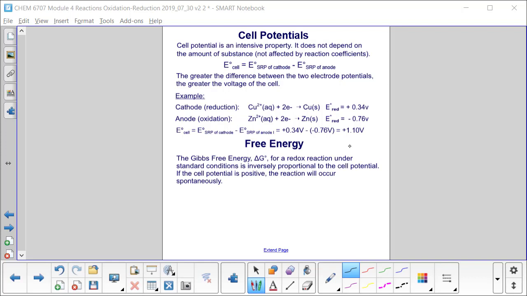The Gibbs free energy, remember that helps us predict spontaneity. So the Gibbs free energy, delta G0, for a redox reaction under standard conditions is inversely proportional to the cell potential. If the cell potential is positive, the reaction will occur spontaneously.